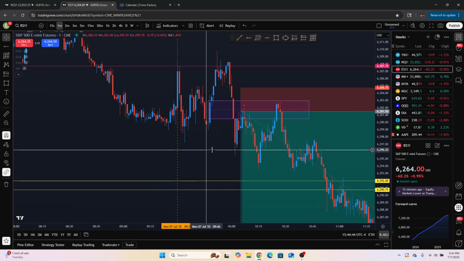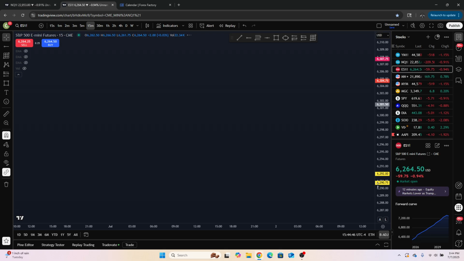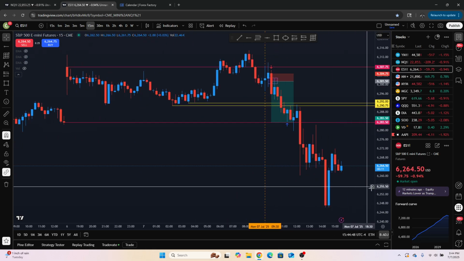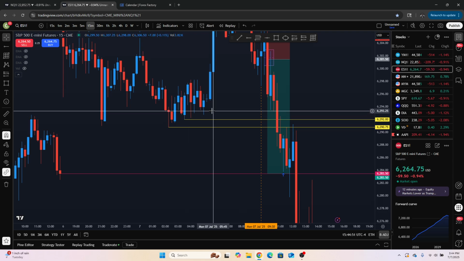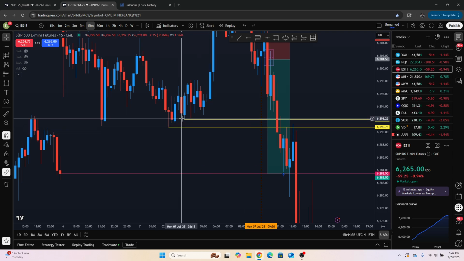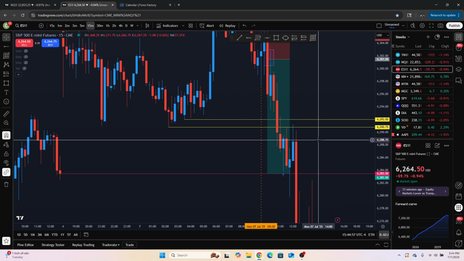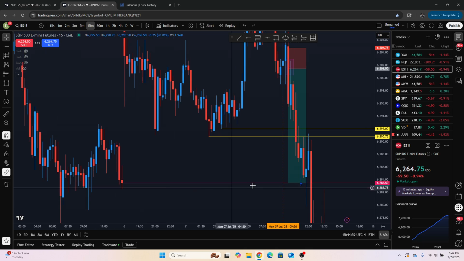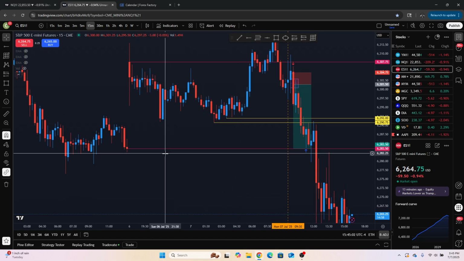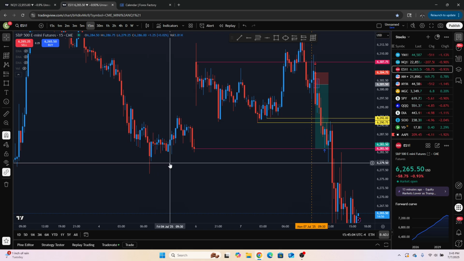We're targeting these lows right here. This would be our first take profit. I did not take profit at these lows because it kind of ripped through them, and I knew we could at least fill this gap. So fill this gap, and then you could also have targeted these lows.